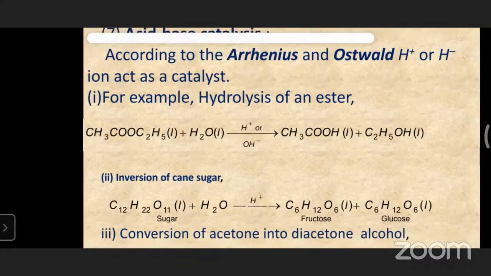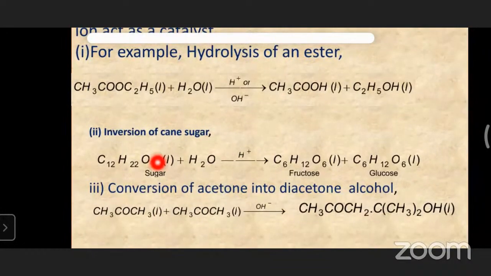Inversion of cane sugar is the hydrolysis of sugar. In the presence of an acid, it forms fructose, a ketose, and glucose, an aldose. This also happens in the presence of an acid, H+. That's why inversion of cane sugar is one of the examples of acid-base catalysis.